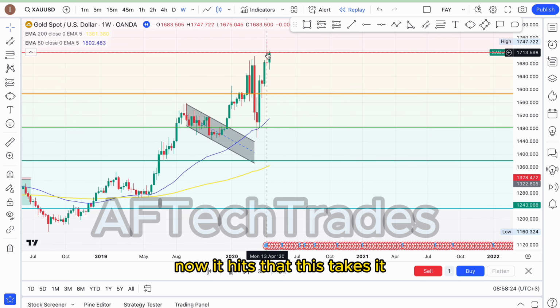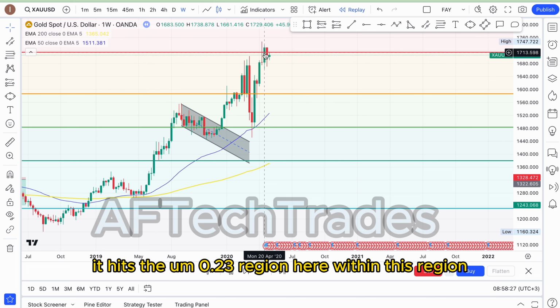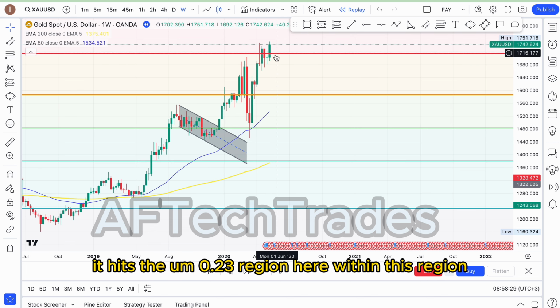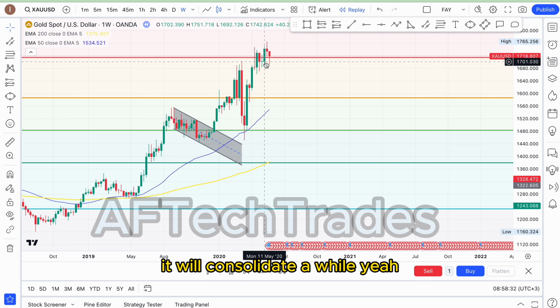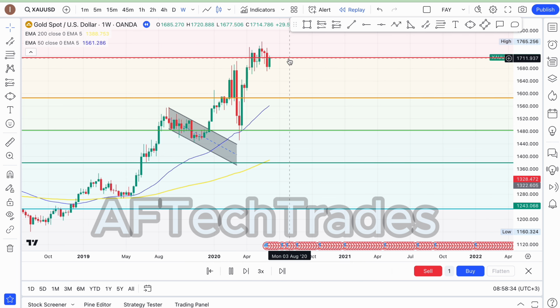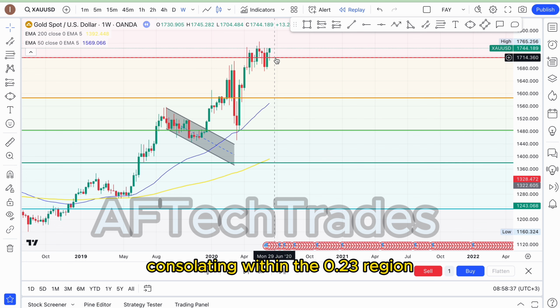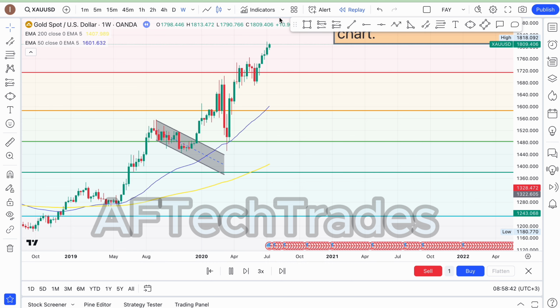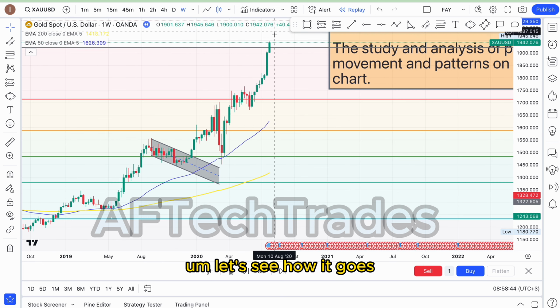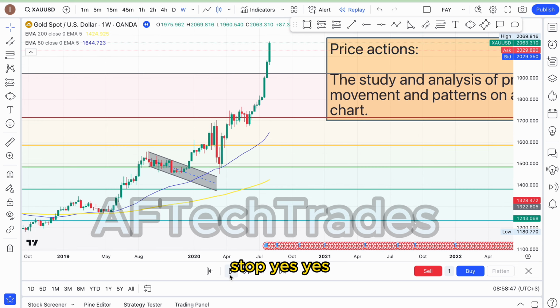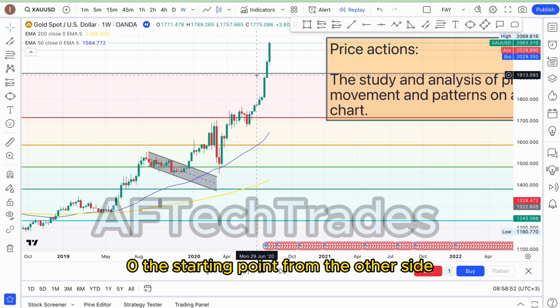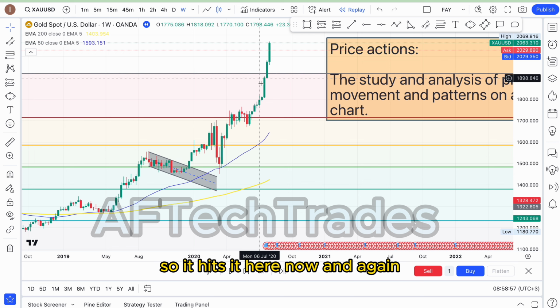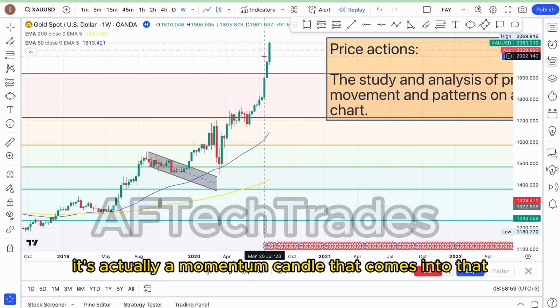Now it hits that. It hits the 0.23 region here. Within this region, it's also consolidating again. It will consolidate a while. Yeah, consolidating within the 0.23 region. The next region will be the 0, that is up, right? Let's see how it goes. Yes, it breaks this. This is the 0 region, the starting point from the other side. So it hits it here now, and again it's actually a momentum candle that comes into that.